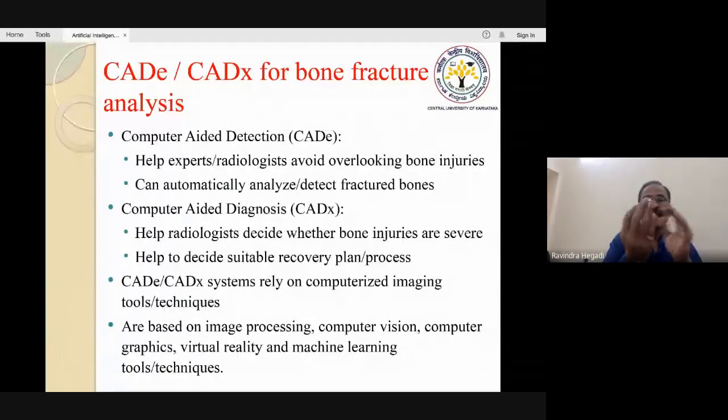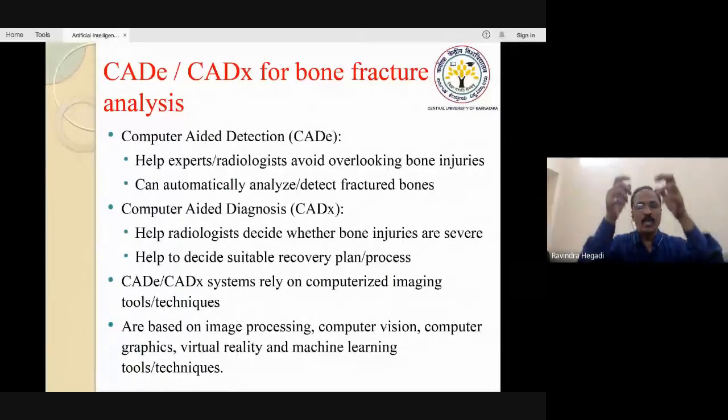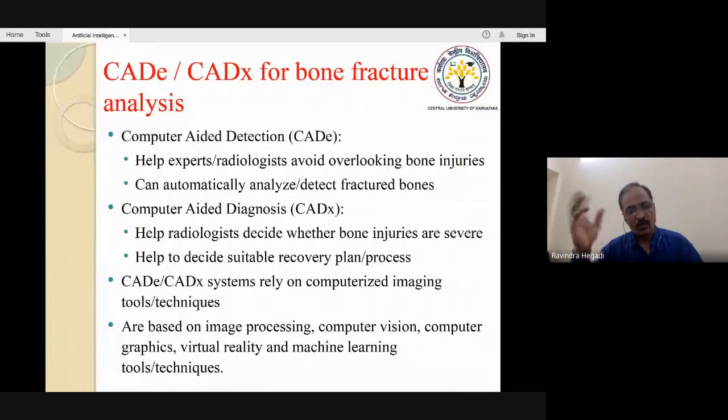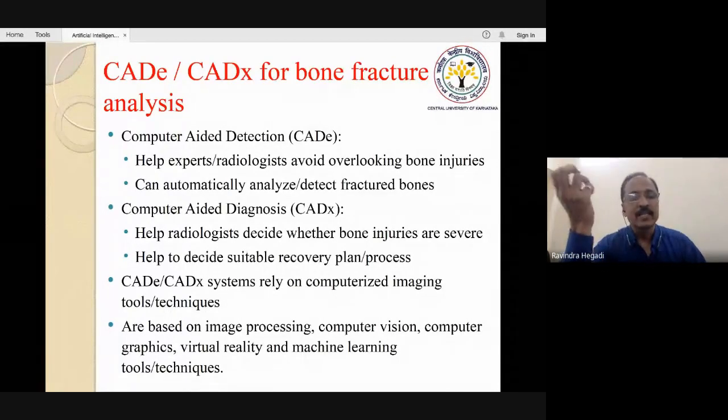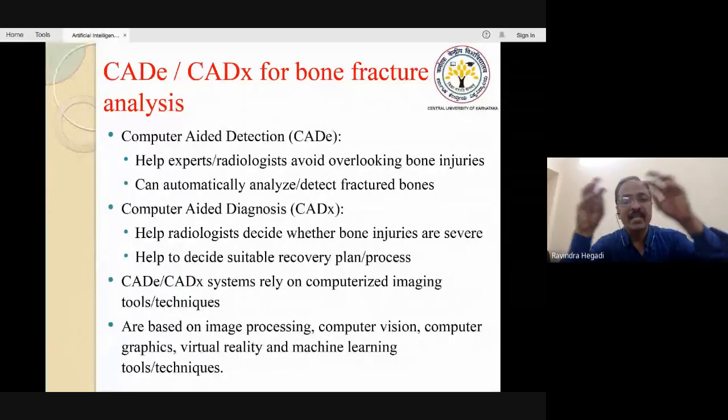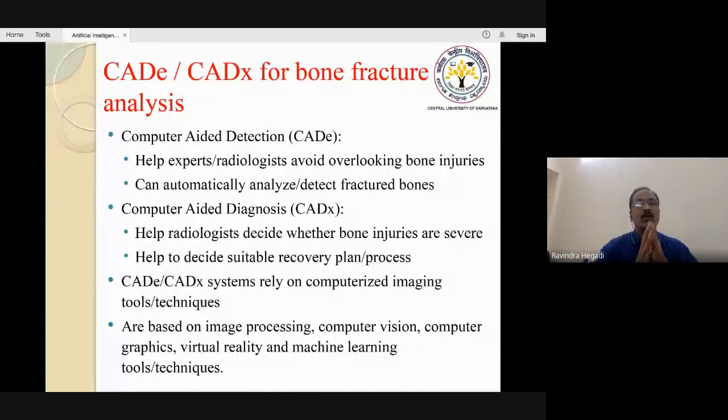You can even rotate and see. Suppose a bone has been broken, you can rotate the bone. Rotating the bone means not the patient's bone, but the 3D view of the bone. You can rotate it and see where exactly the breakages have happened and where they have spread. All that help will be taken using computer-aided detection algorithms or simulators.